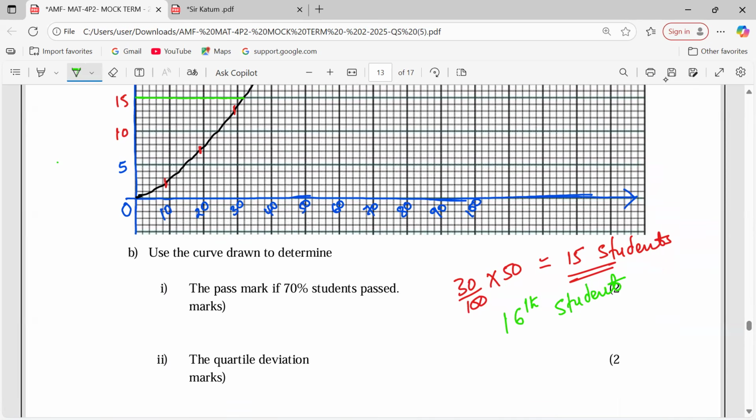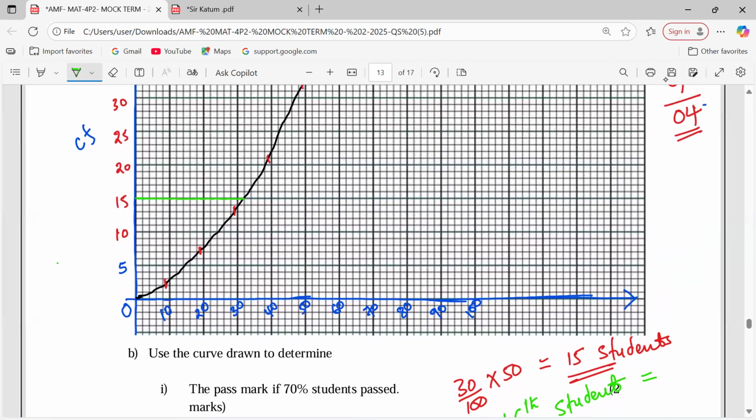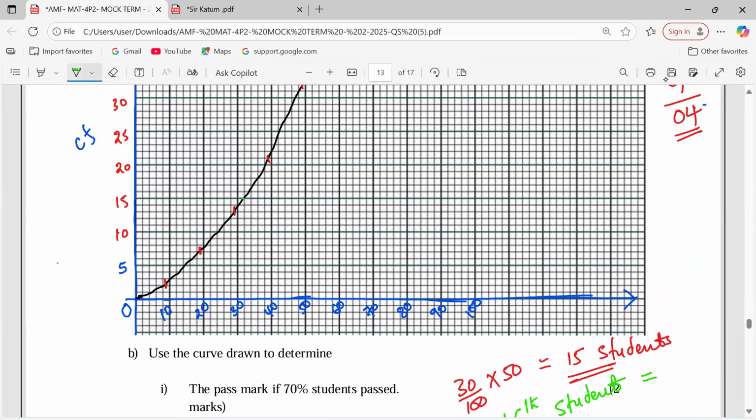So the score by the 16th student becomes our pass mark because the 16th student passed, but the first 15 failed. Therefore, the mark scored by the 16th student becomes our pass mark. So we identify the 16th student. Above 15, we get the 16th student. Let's check that.